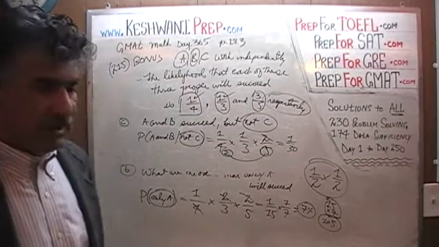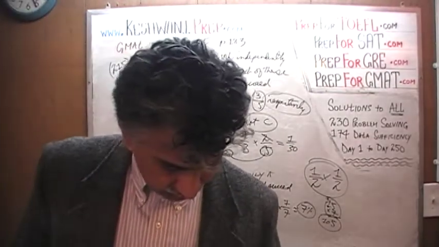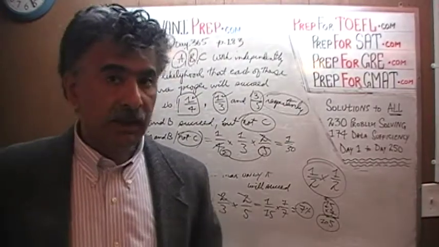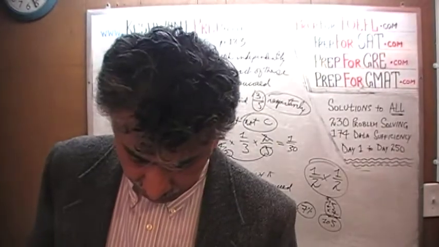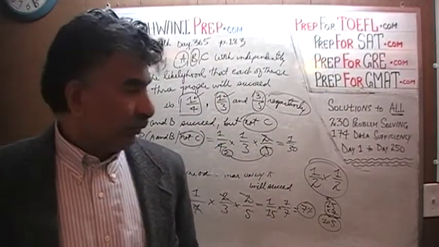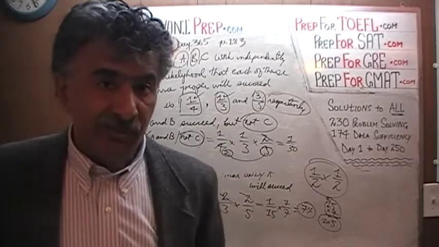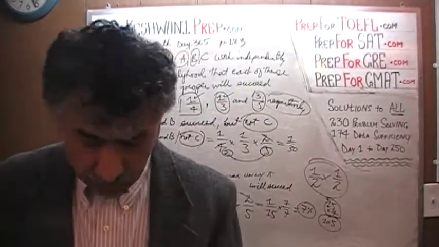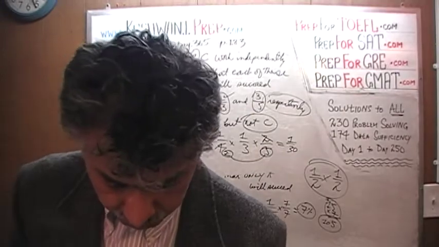That's about 3% chance. Not very likely at all. 1 out of 30. Not bloody likely. Do you understand? Not bloody likely that C, who knows the most about the subject, will actually fail and the other two will pass. Let's do the problem that is given in the book.